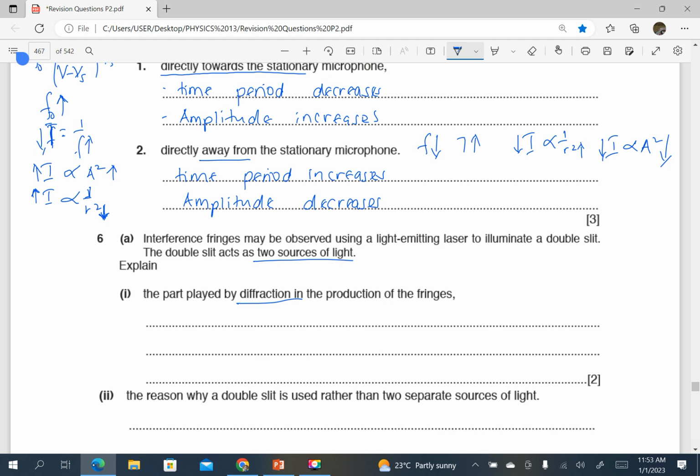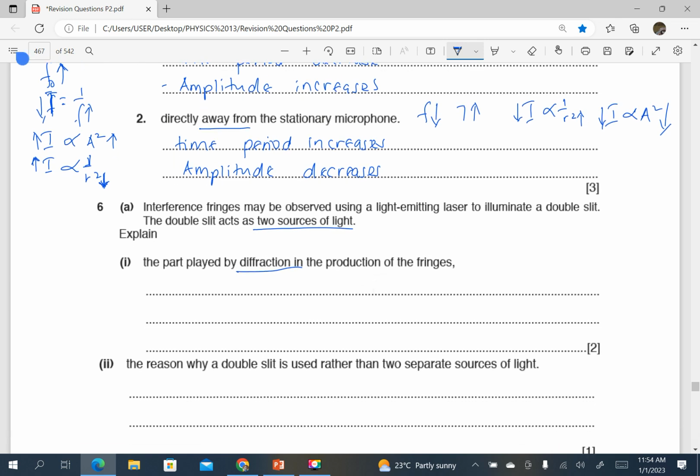diffraction means spreading of light waves. Spreading of waves into regions of geometrical shadow. So the role played by diffraction is actually relating to spreading. Therefore, we know that waves at each slit will actually spread into regions of geometric shadow, where when these lights or these waves overlap, they will actually form interference patterns. So we shall say waves at each slit.